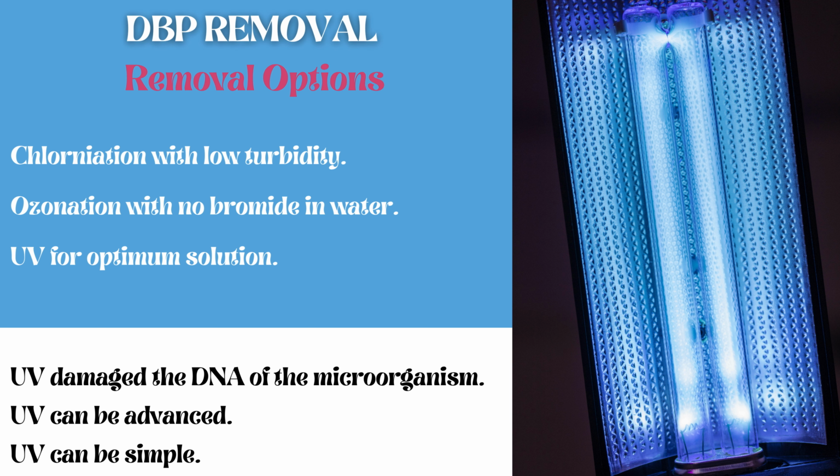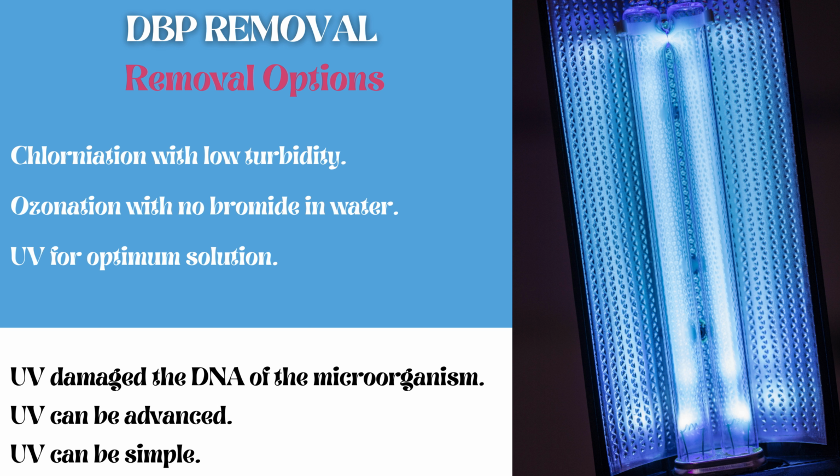Removal option. The removal option of DBP can be by chlorination in case our water system has low turbidity, while ozonation, we can rely on ozonation when water has no bromide in it.